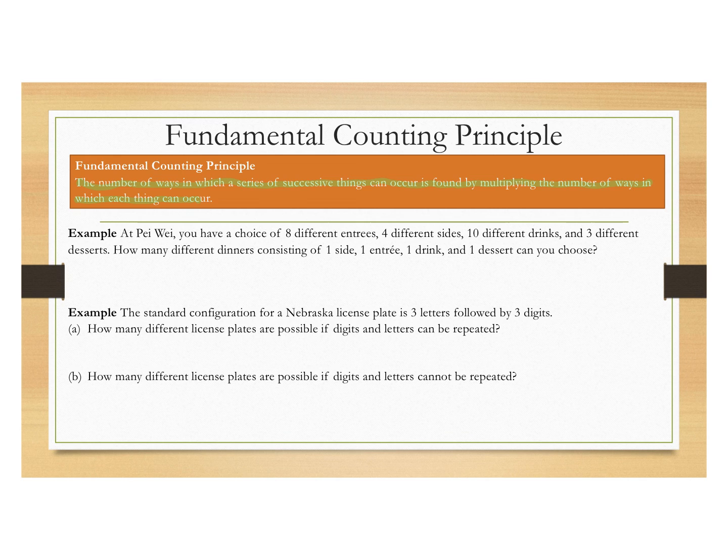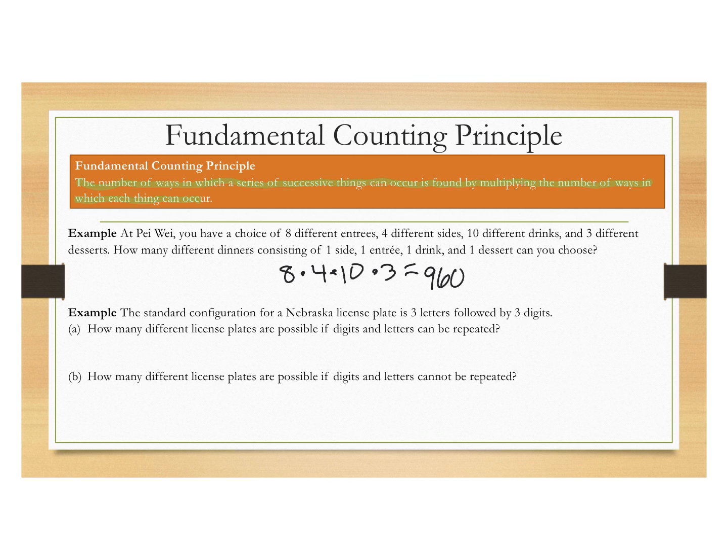we're at Payway, and we have a choice of 8 different entrees, 4 different sides, 10 different drinks, and 3 different desserts. How many different dinners consisting of 1 side, 1 entree, 1 drink, and 1 dessert can you choose? Well, we have 8 entrees to choose from, 4 sides, 10 drinks, and 3 desserts. And so I can find the number of ways I can have a different dinner if I select one of each part of the meal. And when we multiply all this together, we have 960 different meals.